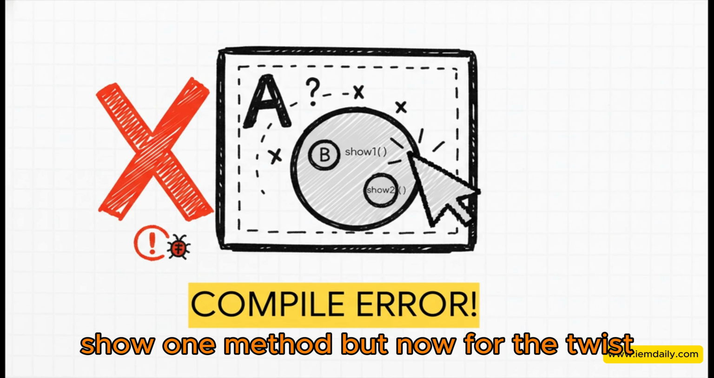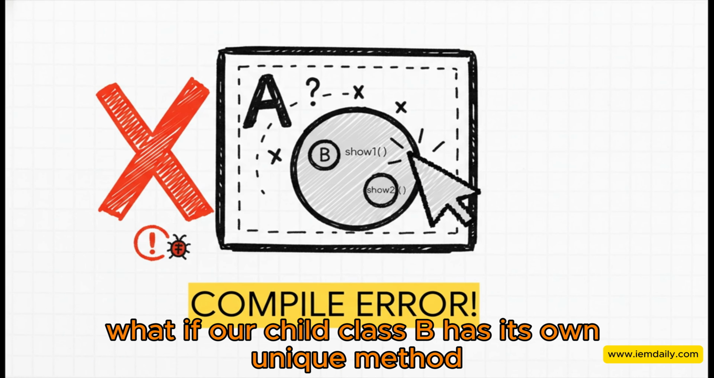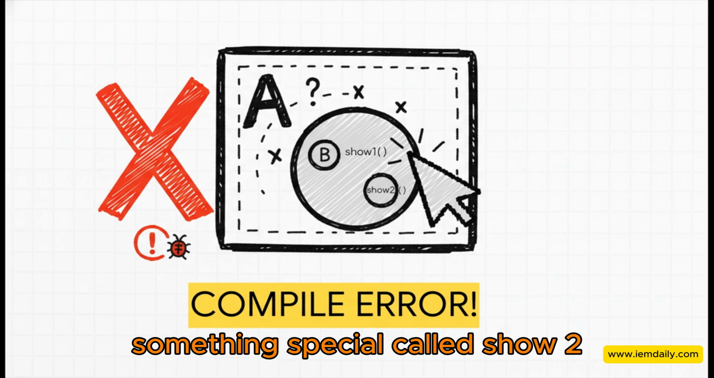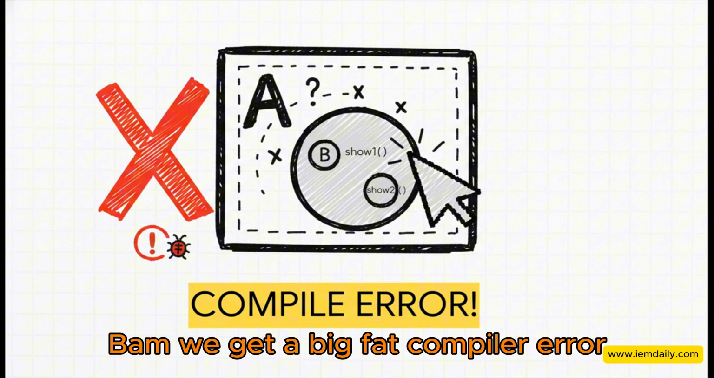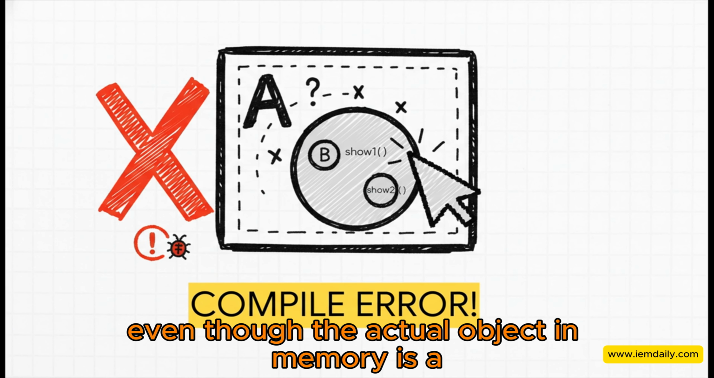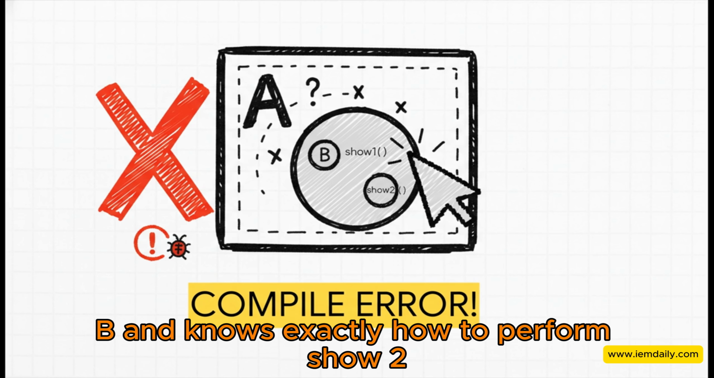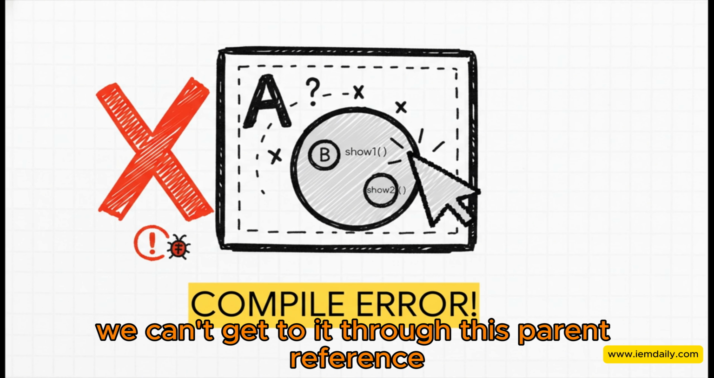But now for the twist. What if our child class, B, has its own unique method, something special called show2? Well, if we try to call object.show2, bam, we get a big fat compiler error. Even though the actual object in memory is a B and knows exactly how to perform show2, we can't get to it through this parent reference.